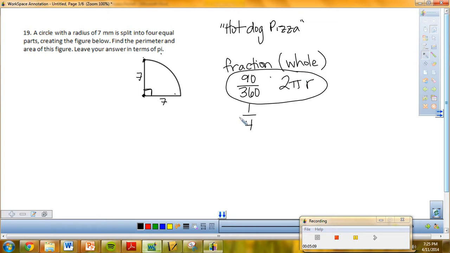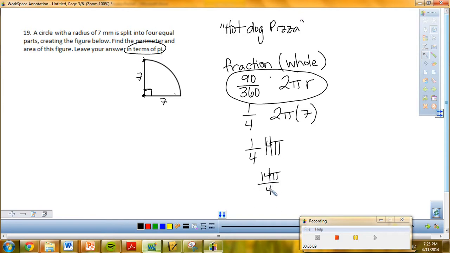But for this case, I know that I'm using only 1/4 and that my radius is, what they told us, 7. So I want 1/4 of 2 times 7 is 14, and then my pi just comes along with the 14. And so I want to simplify. They do want me to leave my answer in terms of pi.